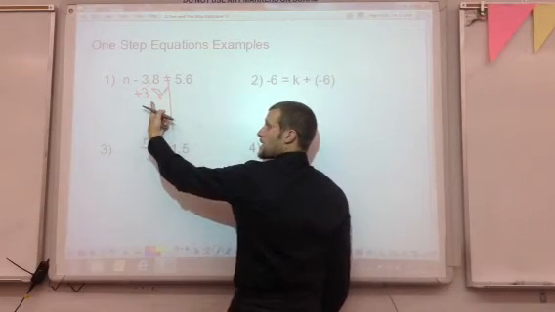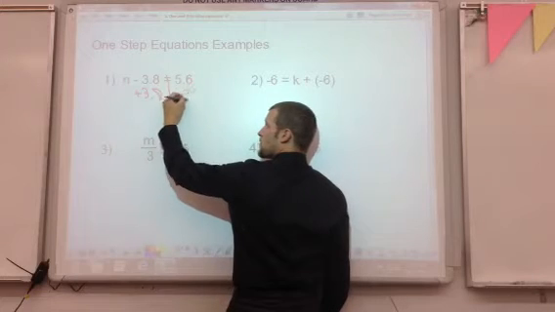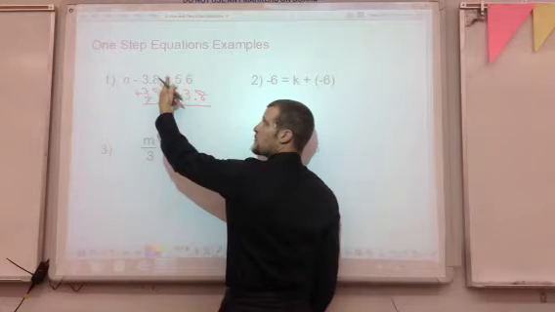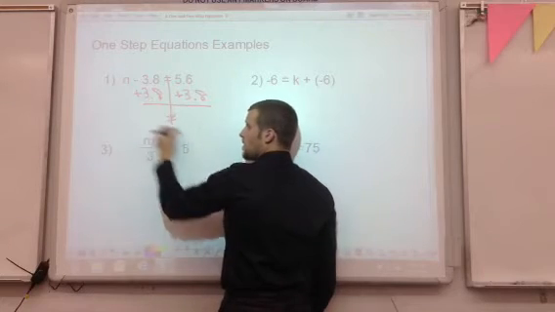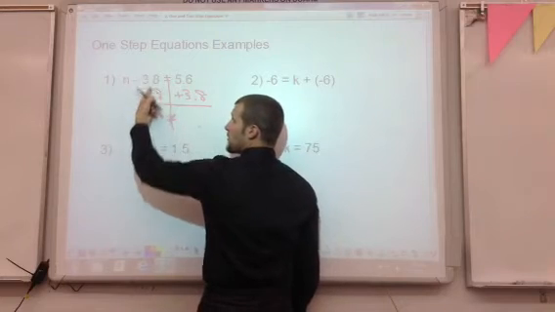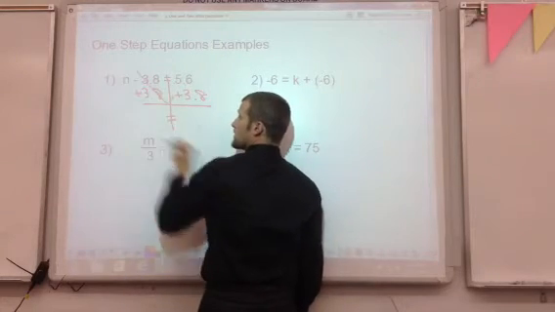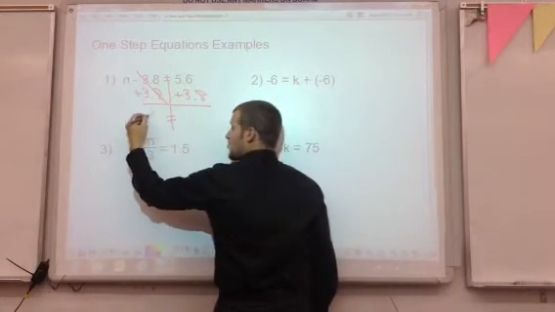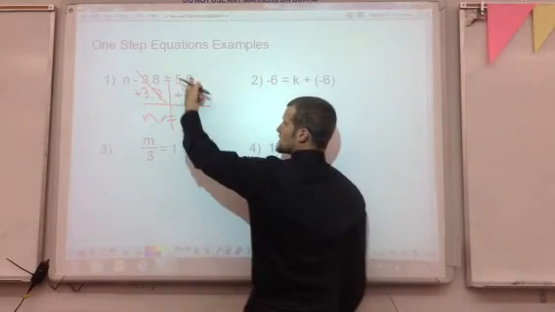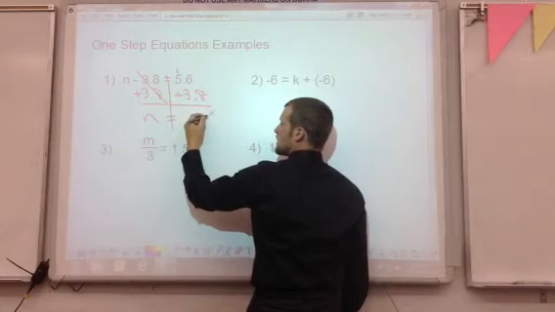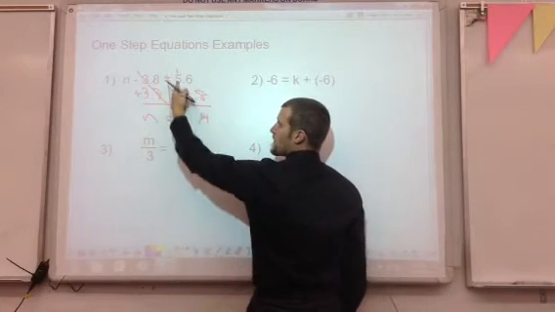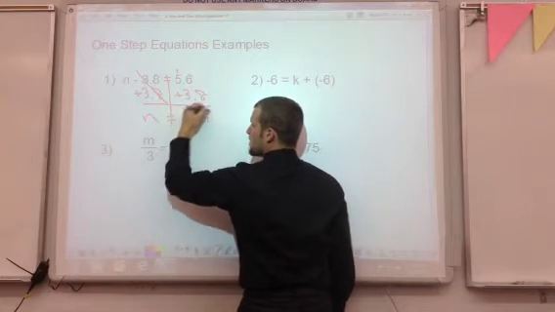If I add 3.8 on this side, I have to add 3.8 on this side, because these things are equal. If I'm going to maintain that they're equal, I'd better do the same thing to both sides. Negative 3.8 and positive 3.8 cancel and they go away. n is all alone. 5.6 plus 3.8, well, 6 and 8 make 14, and my decimal points lined up. 5 and 3 are 8, and 1 is 9, 9.4.